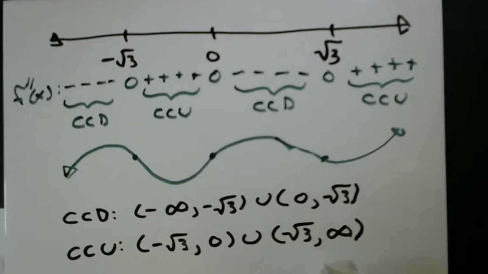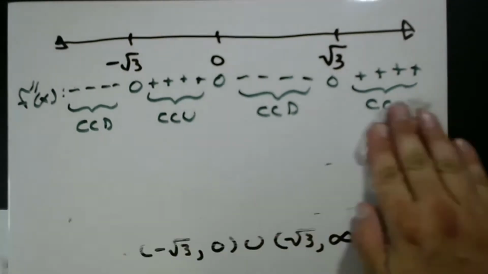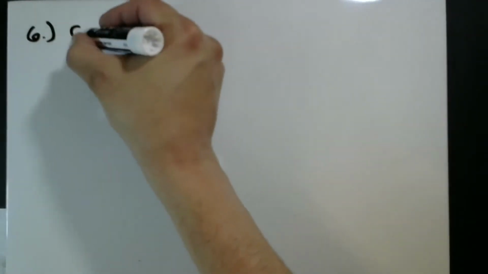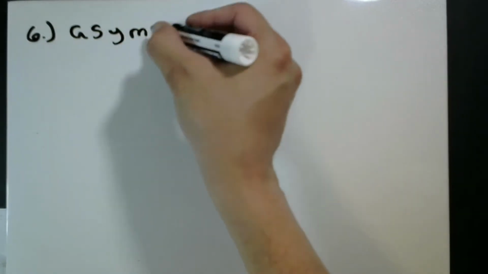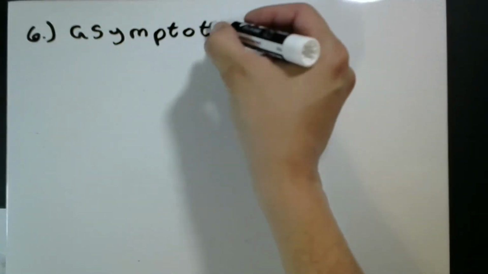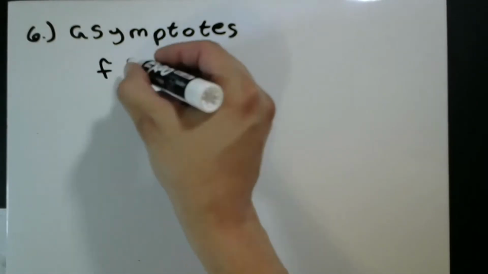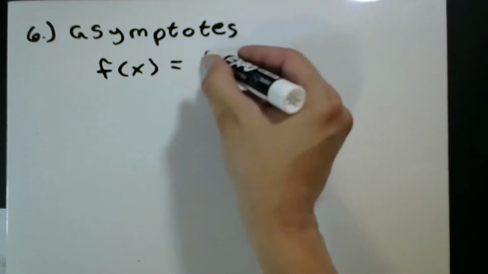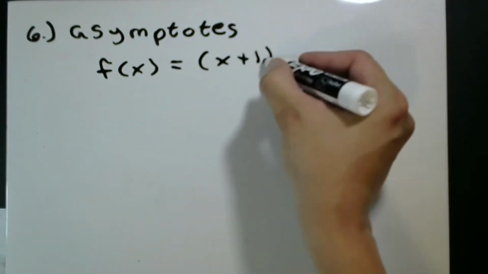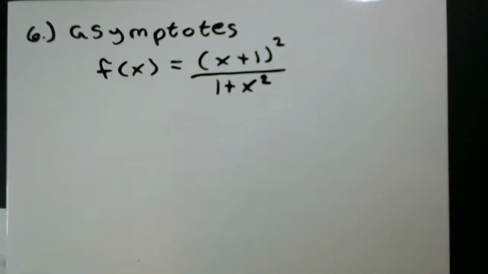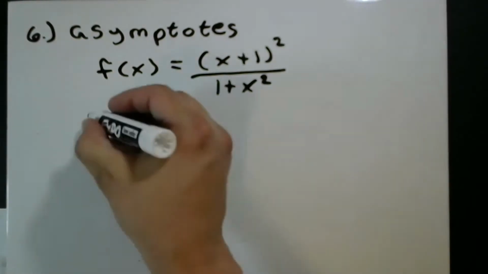All right. So let's take a look. The next thing they're going to have us do are the asymptotes. Now, if we take a look at our function, there's no division by zeros here, so there's not going to be any vertical asymptotes.